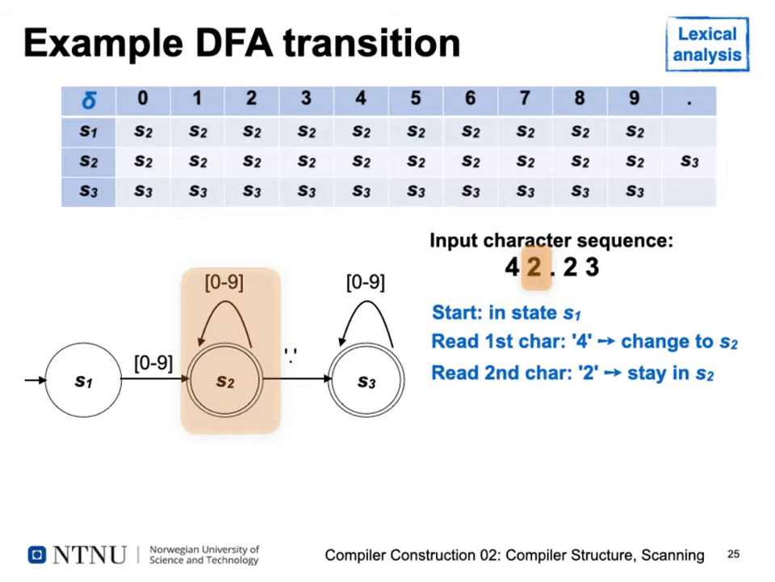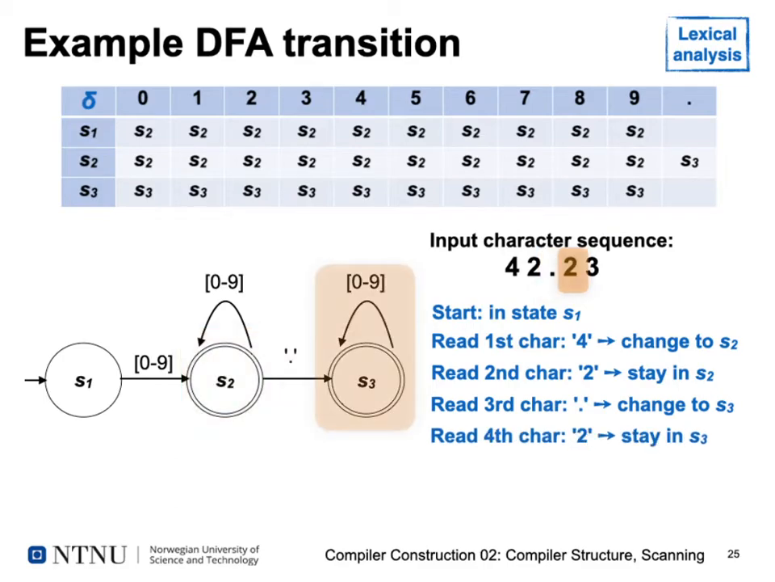In S2 we read our second character, the character 2. S2, character 2, we'll stay in S2. Alright. So we're again in S2 and we read the following character, which is the dot. So this dot, our decimal point. We can look it up. S2, we have a dot. So we need to move to state 3 now. Okay, we change to state 3. And then finally in state 3, we read our fourth character. We read the character 2.